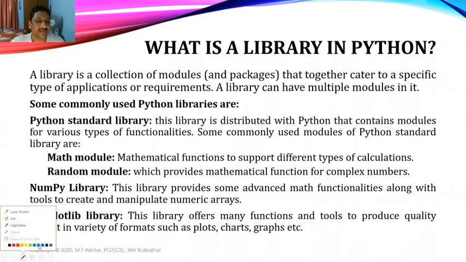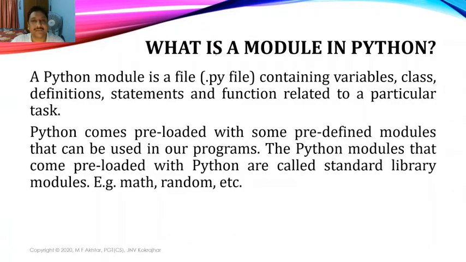We know that a library is a collection of modules and packages that together cater to a specific type of applications or requirements. A library can have multiple modules in it. Okay, understand? A library is a collection of modules. What is a module? First we are going to know what a module is.